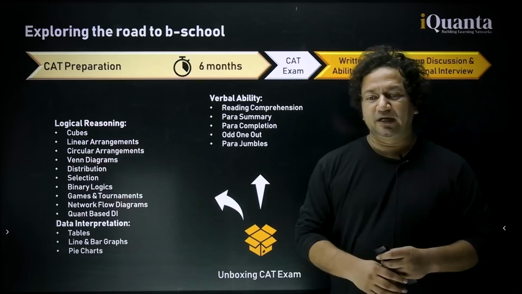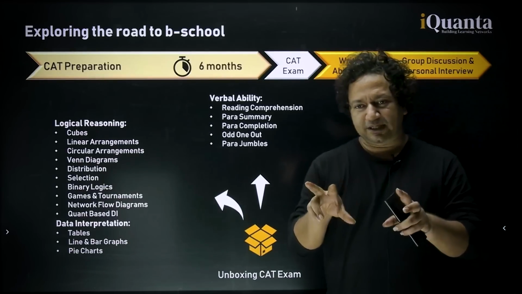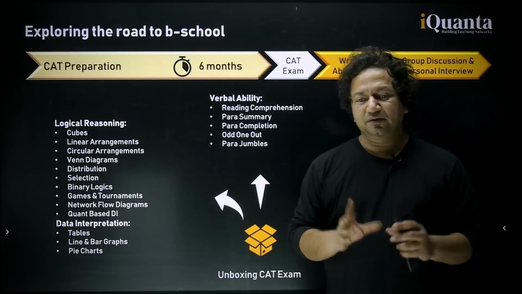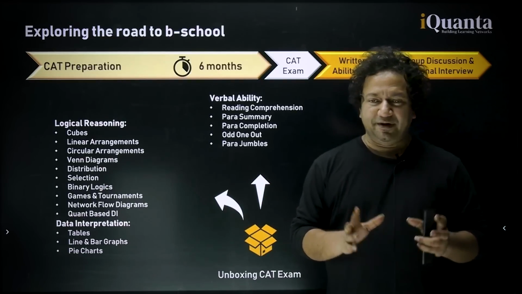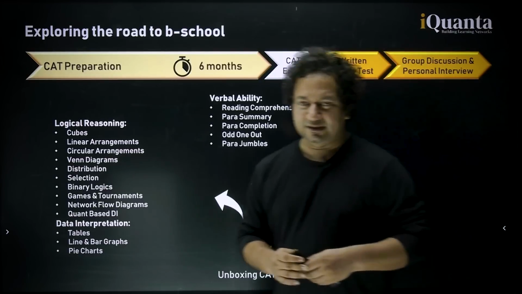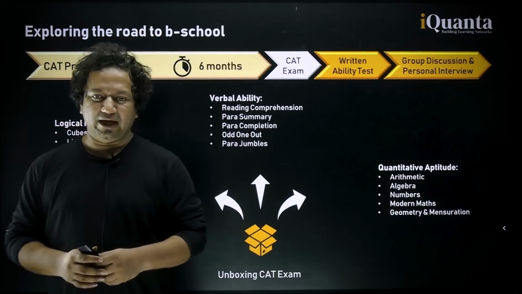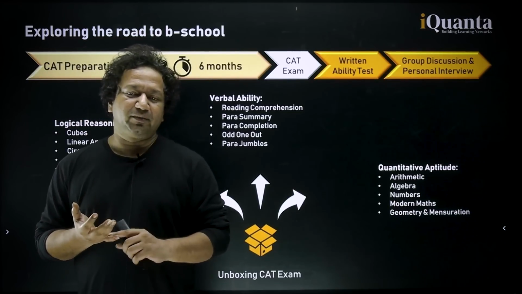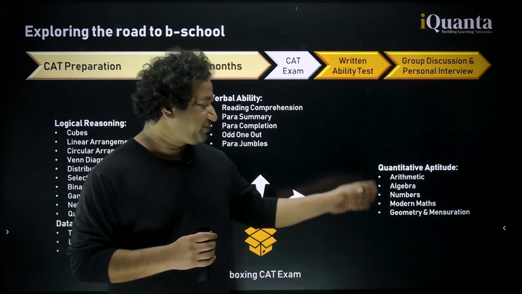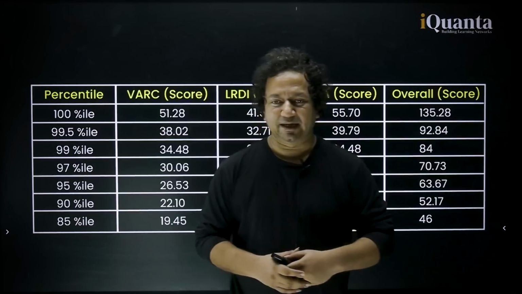Then comes verbal ability. In verbal ability and reading comprehension, we have two subsections. One is verbal ability. This is composed of para summary, para completion, odd one out, and para jumbles. While reading comprehension itself has 16 questions divided in 4 different sets. Then comes quantitative aptitude, in which we have arithmetic, algebra, numbers, modern maths, geometry, and mensuration. You can expect questions from all these topics, and I'll be discussing that in the upcoming slides.